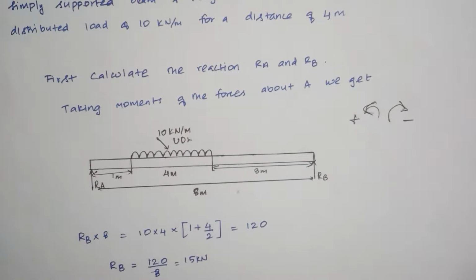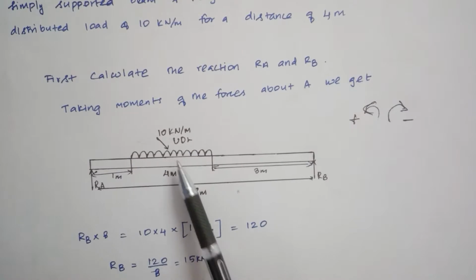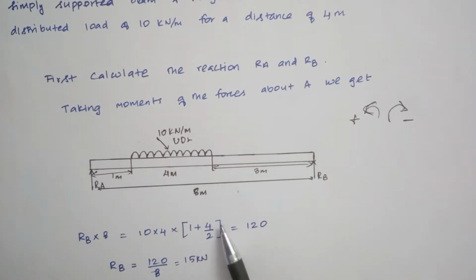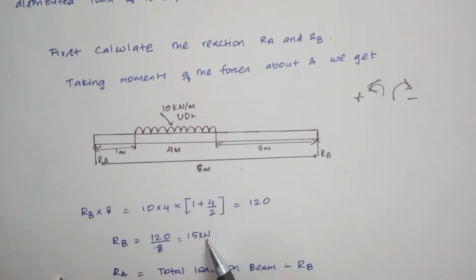For Rb, we are taking moment at Ra. Rb into 8 equal to 10 into 4, that is the uniformly distributed force, into 1 plus the midpoint, 1 meter away from Ra. The uniformly distributed force acts only at the midpoint, so 1 plus 4 divided by 2, equal to 120. Then Rb is equal to 120 by 8, 15 kilonewton.